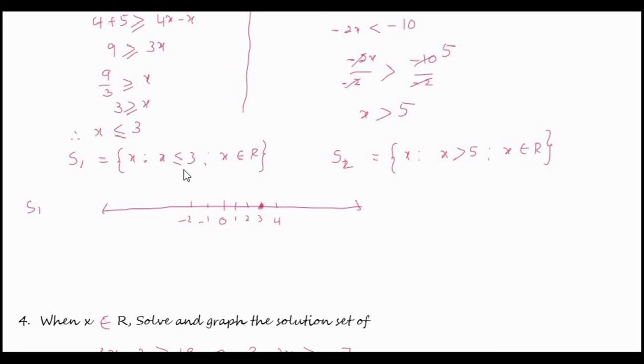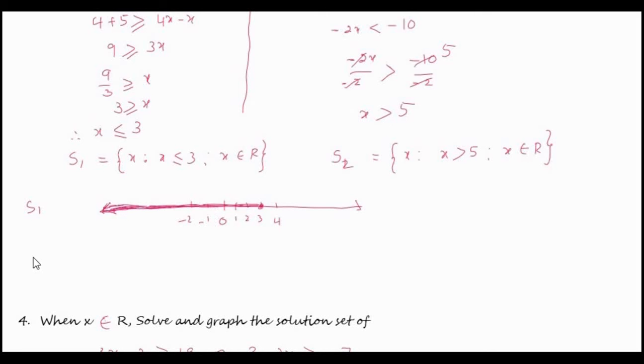and it is less than 3 and it is a real number. So it will cover all the numbers less than 3 till minus infinity. So this is a thick line, and this is the solution for the linear equation on the left side.